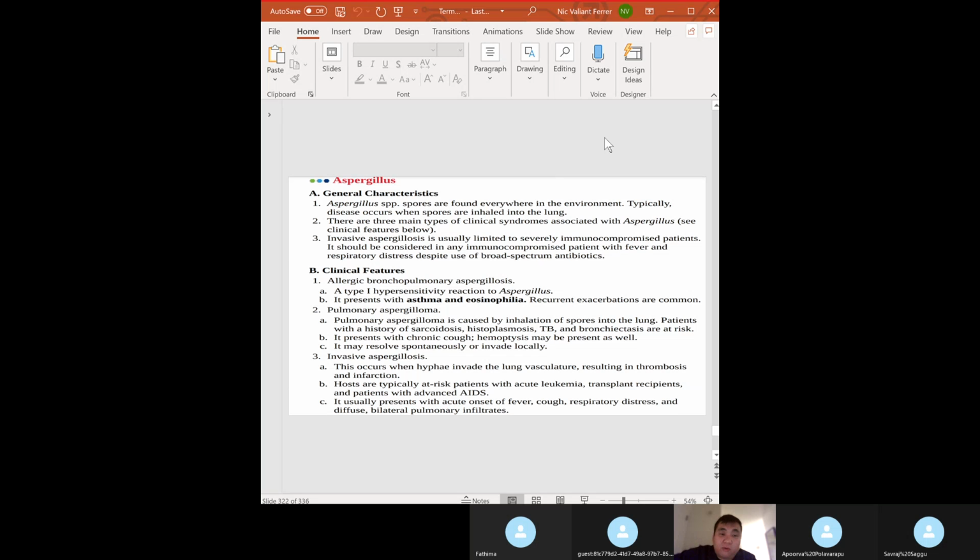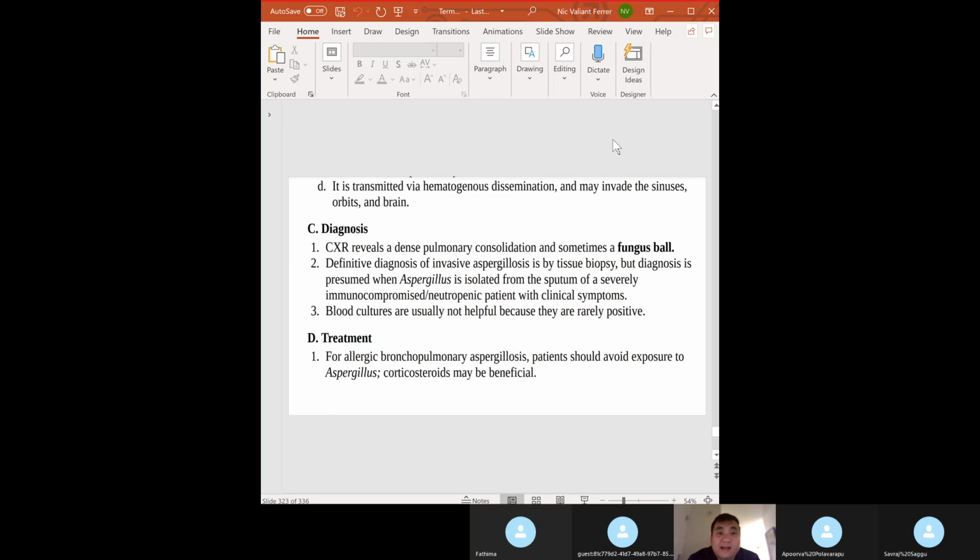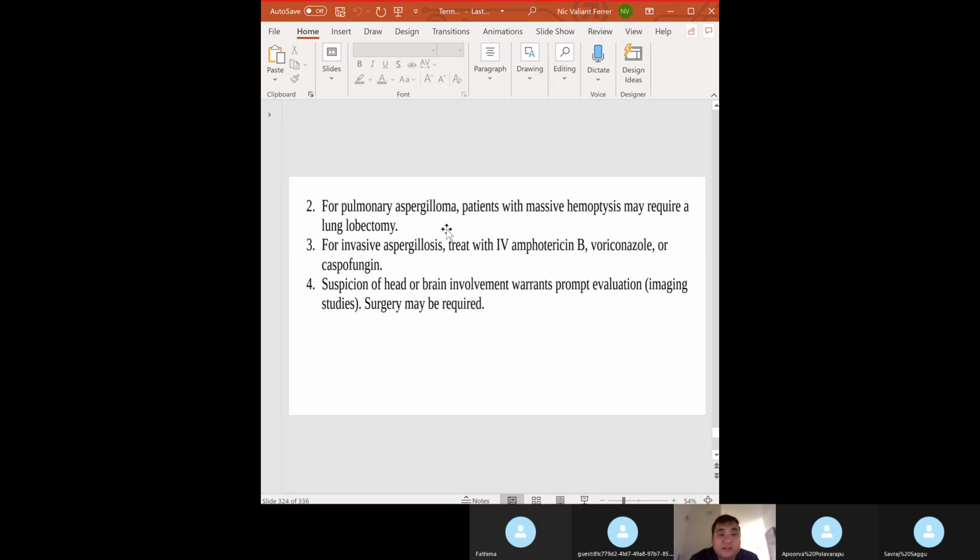Pulmonary aspergilloma only occurs if your patient was infected with TB, so you have the cavitation there, and the Aspergillus species can grow in that cavitation. That's pulmonary aspergilloma. What's the diagnosis? You can see a fungus ball, high yield. What's the treatment? Corticosteroids, right? For ABPA, they should avoid exposure. For pulmonary aspergilloma, lung lobectomy. We remove that infected lobe. For invasive, go for the big guns, amphotericin B. Surgery may be required if there's brain involvement.